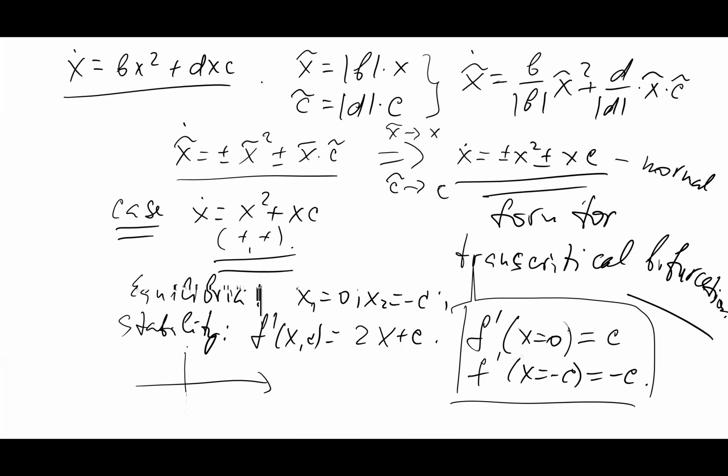Let's plot it. So we have x equal to 0, which is unstable when c is positive and stable when it's negative. So therefore I will put it like this. It is stable and unstable here.